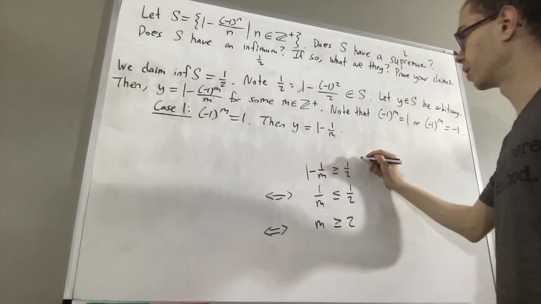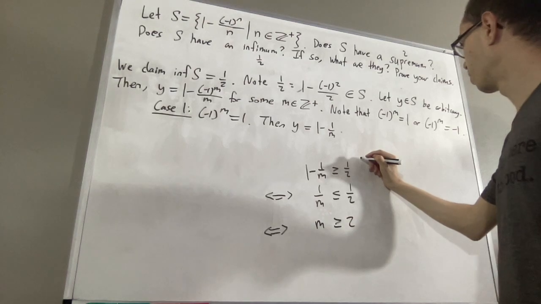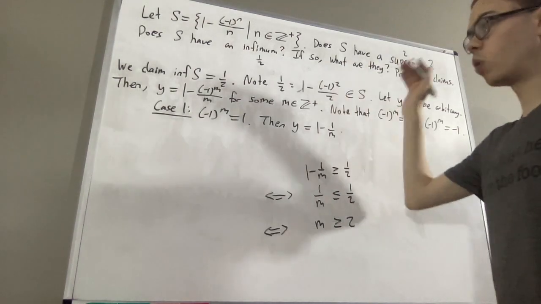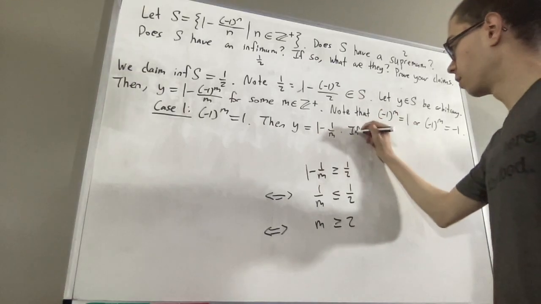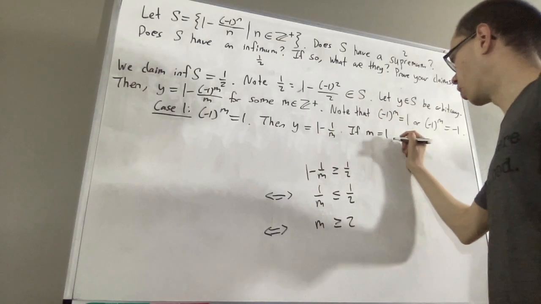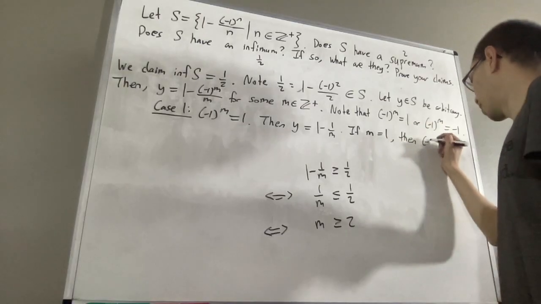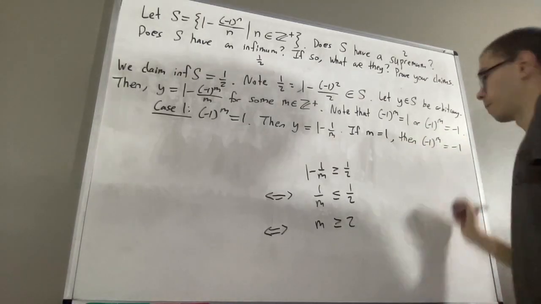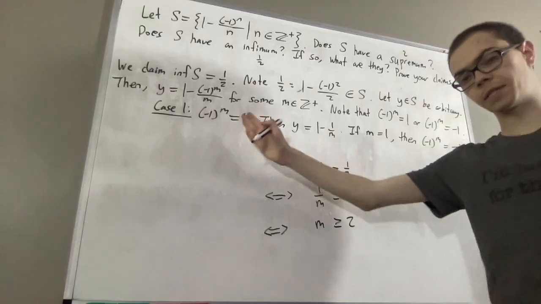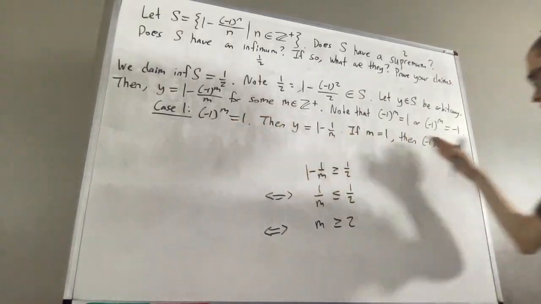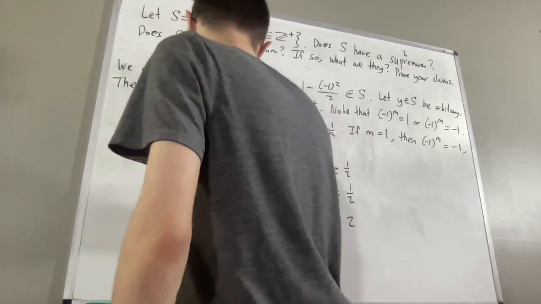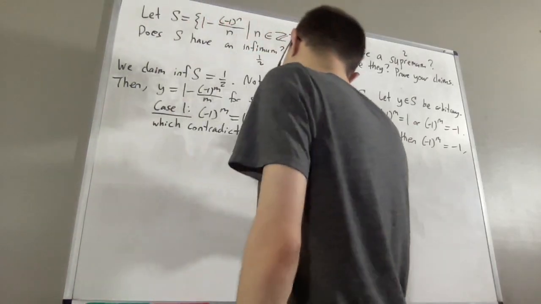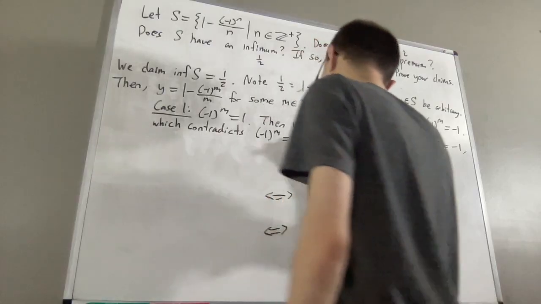So here's what we do. Why can't n be equal to 1? If n is equal to 1, then (-1)^n is equal to -1. But 1 is not equal to -1, so this contradicts that (-1)^n is equal to 1.